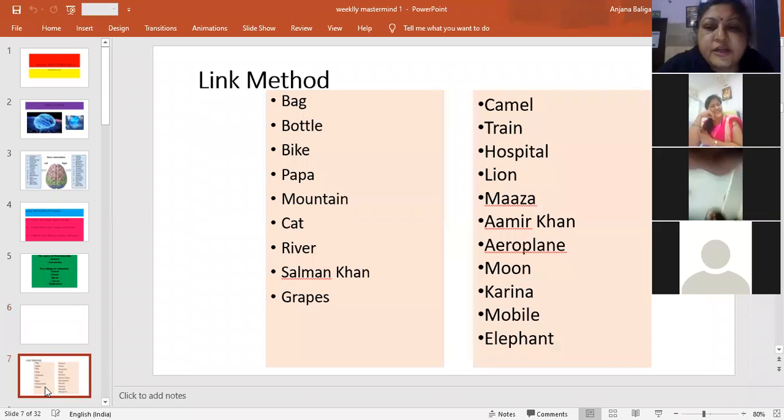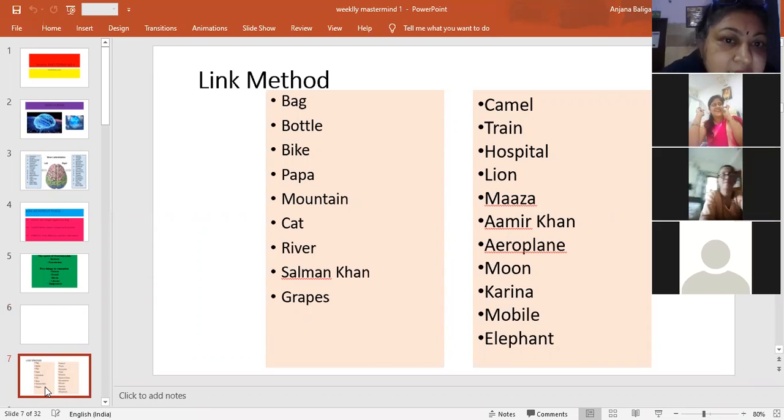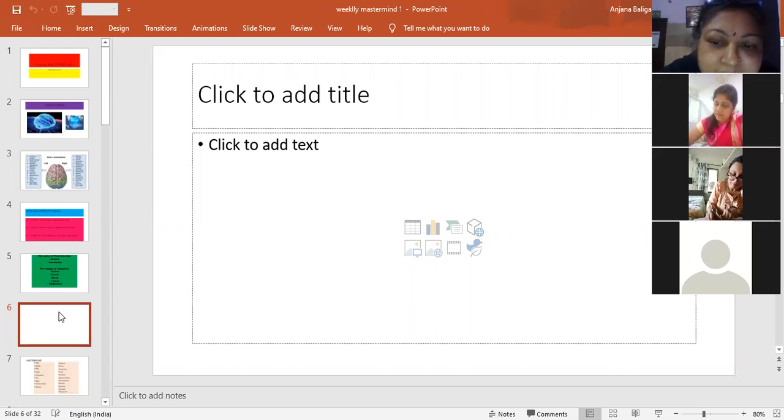Perfect. Now, the important thing in this is called the link method of memory. You have to always remember this method, and in 10 years, you will never forget this link method. Bag, bottle, bike, papa, 10 years will go and you will always remember. Now, let's look whether our memory is very strong, whether we remember in reverse direction also or not.